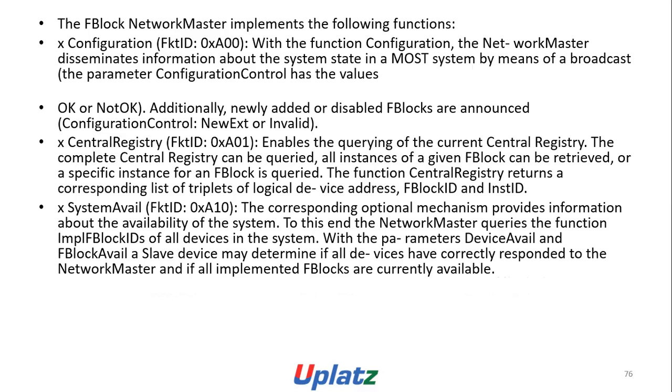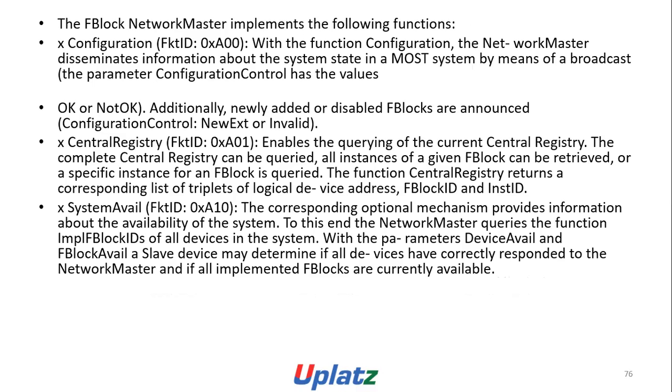The Fblock network master implements the following functions: the configuration, FktID 0xA00, with the function configuration. The network master disseminates information about the system state in a MOST system by means of the broadcast. The parameter configuration control has the values okay or not okay. Additionally, newly added or disabled Fblocks are announced: configuration control, new exe or invalid.